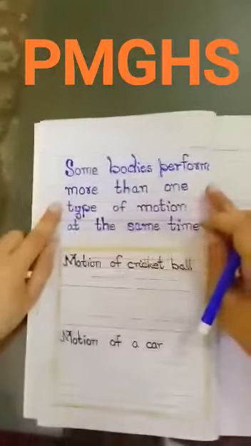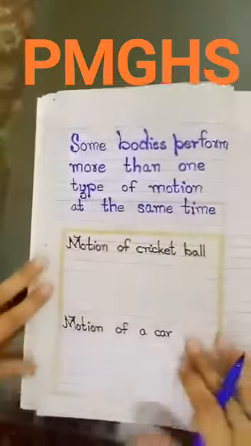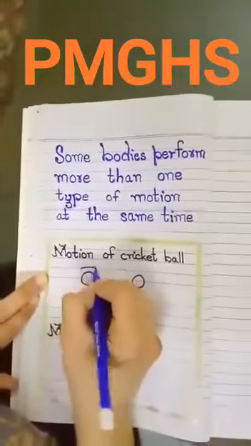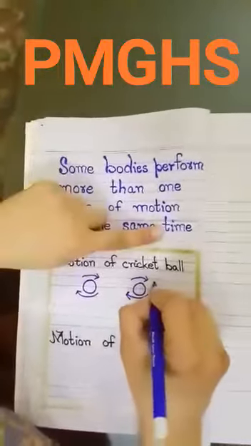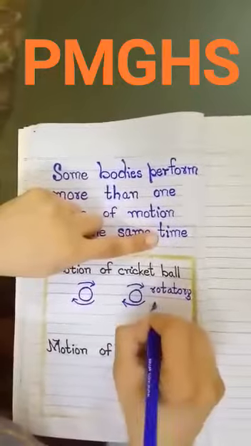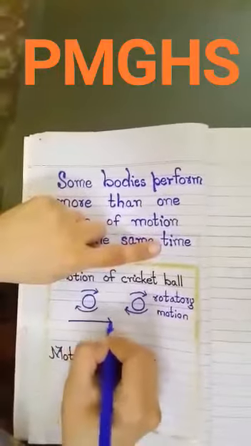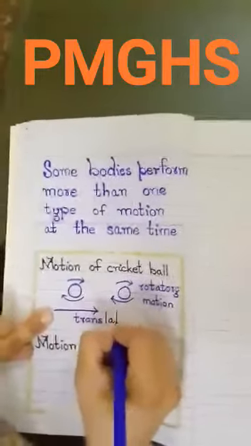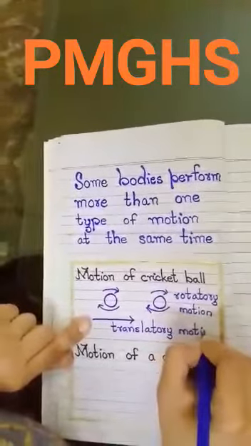Students, there are some bodies that perform more than one type of motion at the same time, like a cricket ball. When we throw a cricket ball, this cricket ball performs the rotatory motion. But it also moves in a straight line, so it also performs the translatory motion.